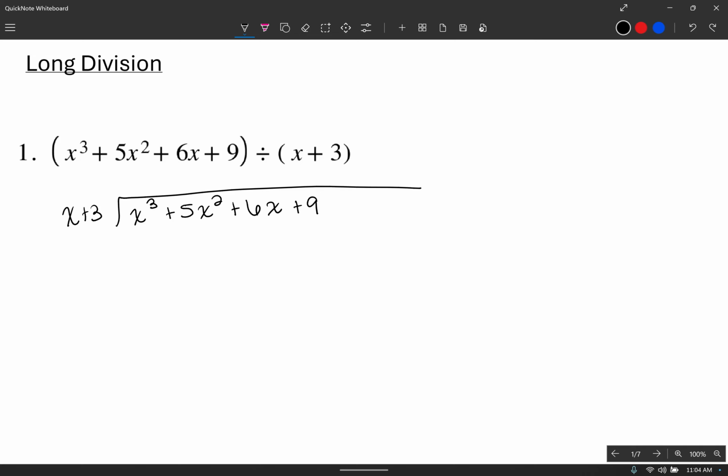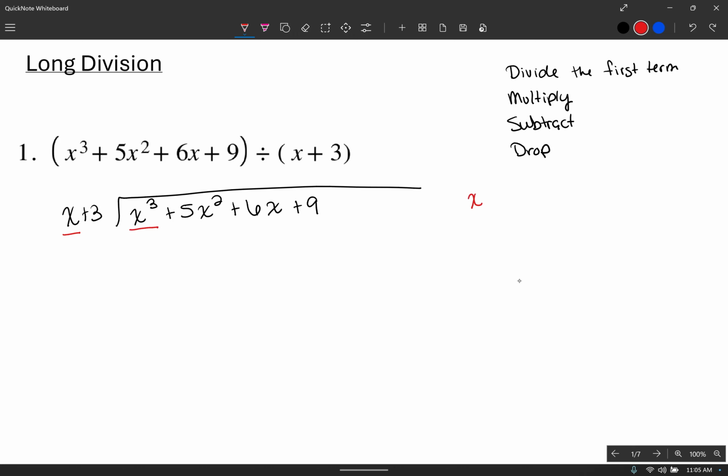Now this works just like regular division. First you're going to divide, but you're going to divide the first terms. So the first term on the inside with the first term on the outside. Then you're going to multiply. Then you will subtract. And then you're going to drop another term or two terms depending on how many terms you need to drop. So first things first, I'm going to start with the x to the third, and I'm going to divide that by x.